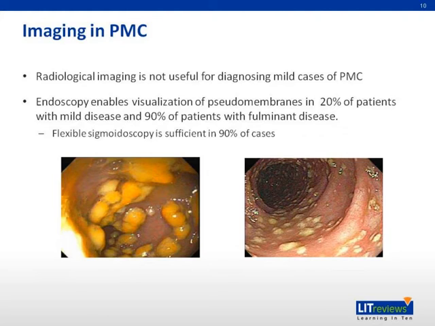About a fifth of patients that have a mild PMC will display these pseudomembranes. The reason is these patients have the infection, but the amount of infection is not sufficient to be producing these grossly visible pseudomembranes. But certainly in patients with more florid infection, we expect to see the pseudomembranes. Usually for most patients, it's sufficient to just use a shorter or the flexible sigmoidoscope to visualize the pseudomembranes.